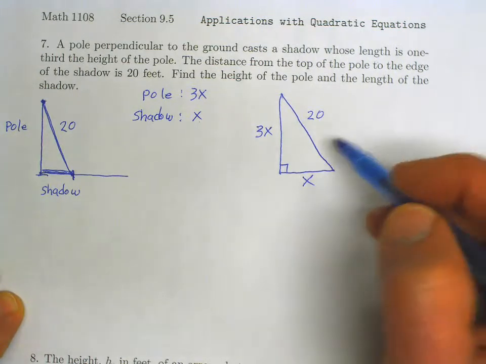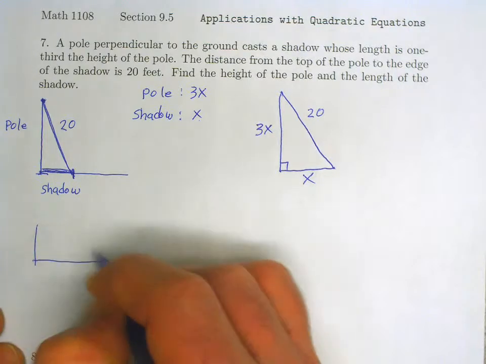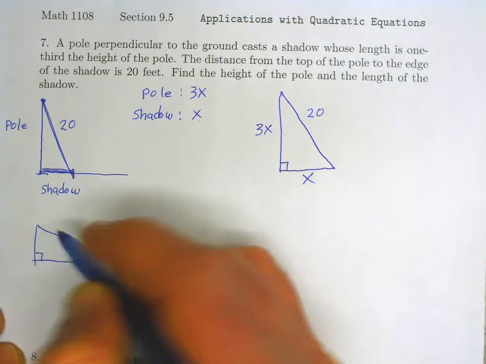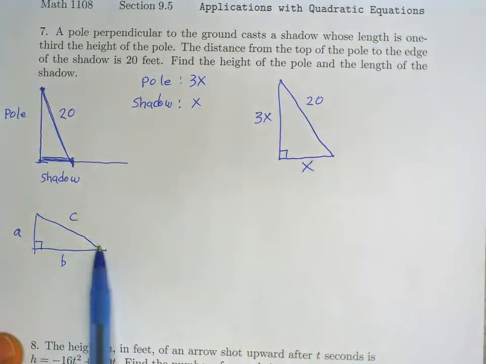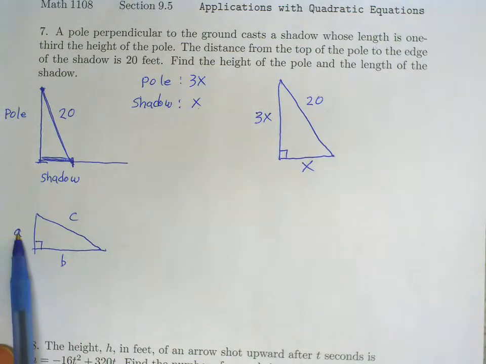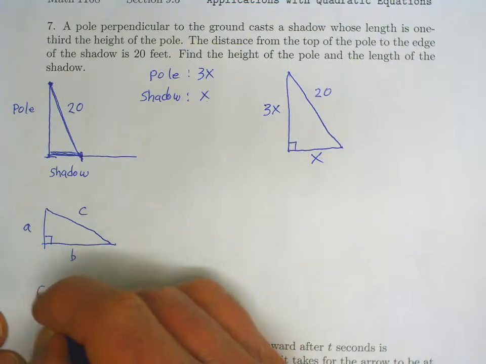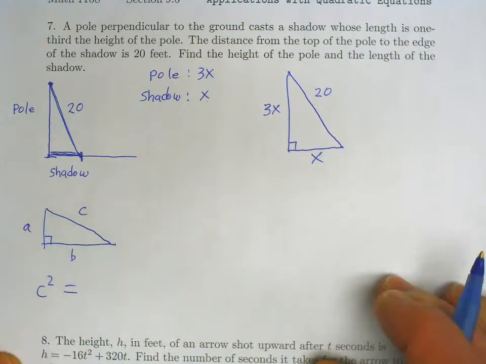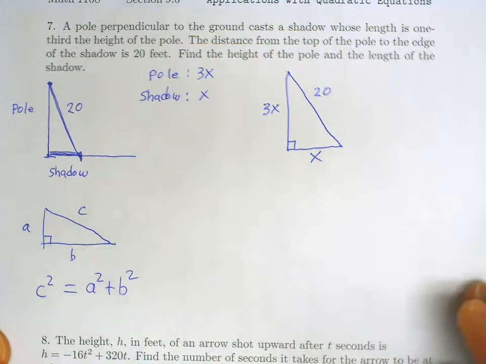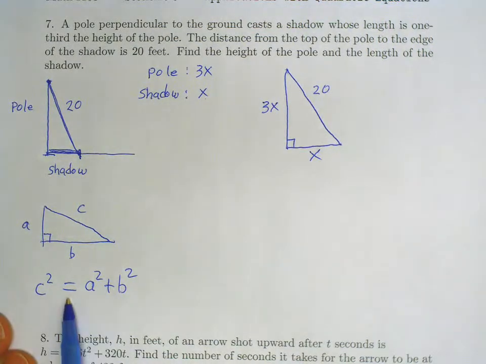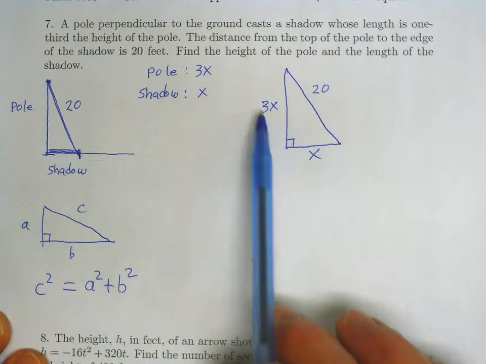So here we're just going to use the Pythagorean Theorem. So I'll just remind you, we've seen this before. If you have a right triangle, if the length of the hypotenuse is c units and the lengths of the two shorter sides are a and b, then if you square the length of the hypotenuse, that's equal to the sum of the squares of the two shorter sides. So we're going to apply the Pythagorean theorem to this right triangle, and that will enable us to solve for x.